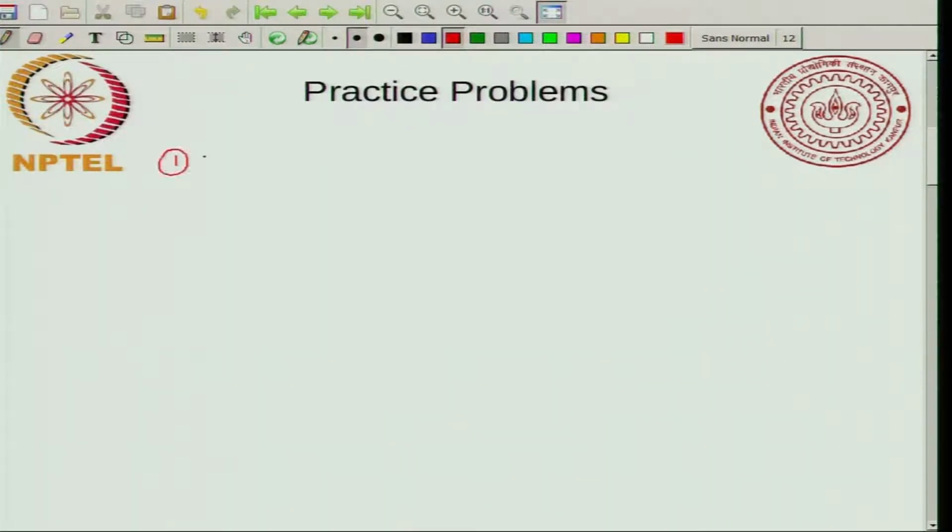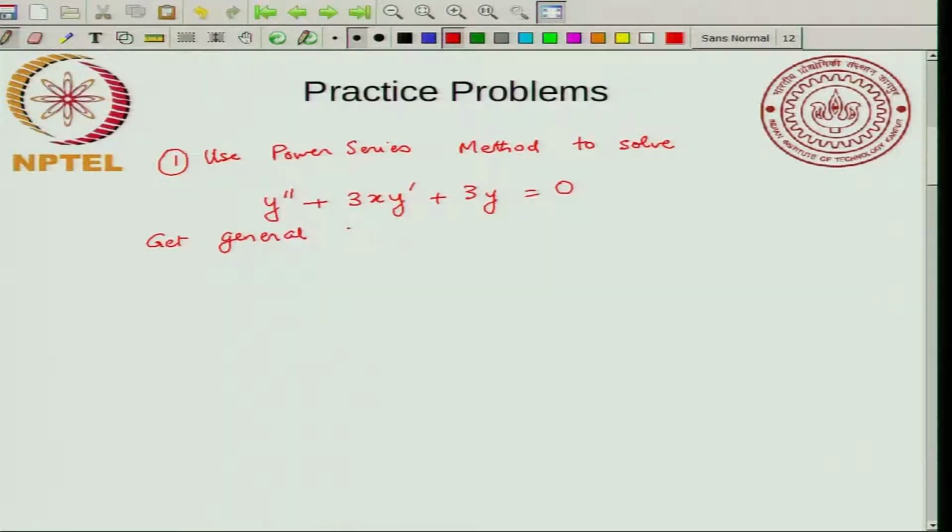use the power series method to solve y double prime plus 3 y prime plus 3y equal to 0. When I say solve, you mean this is a homogeneous second order differential equation. So, you can write the general solution, y is equal to C1 y1 plus C2 y2. A general solution has these two arbitrary constants C1 and C2, and this is what you have to get by this method.